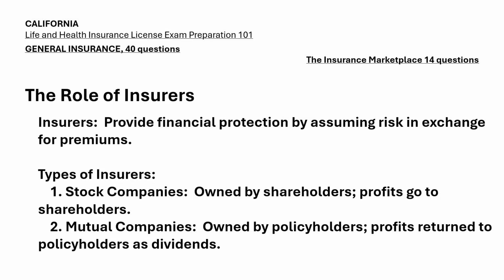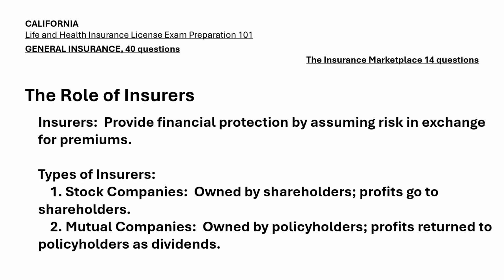Slide 3. The role of insurers. Terms to remember. Insurers provide financial protection by assuming risk in exchange for premiums. Types of insurers. 1. Stock companies owned by shareholders, profits go to shareholders. 2. Mutual companies owned by policyholders, profits return to policyholders as dividends.